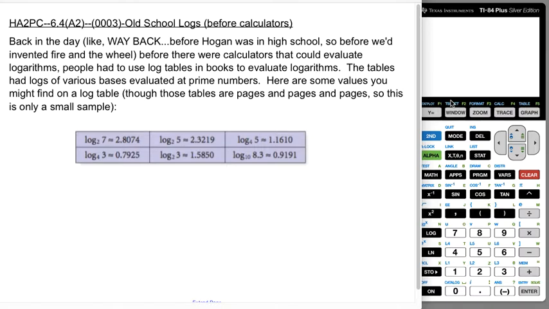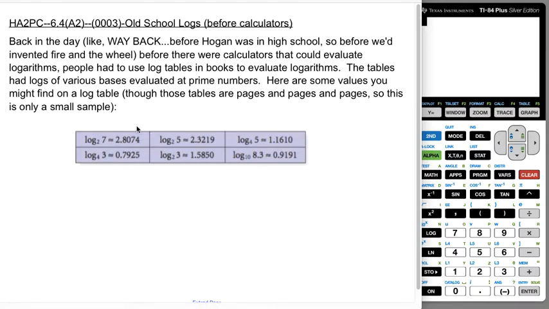Now, if it were actually a log table, they look very different, and they go for pages and pages and pages. But this is just a small sample. See how all of the things inside the logs are prime numbers. 7's prime, 3's prime, 5's prime, 3's prime, 5's prime. And the 8.3 is actually not a prime number, but you get the gist that they gave you this 8.3. And you get a value.